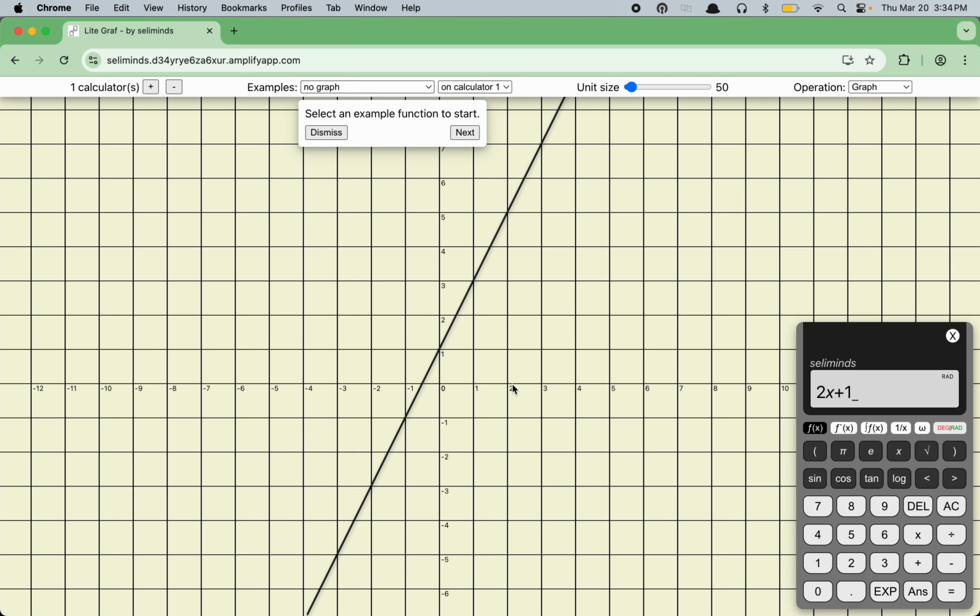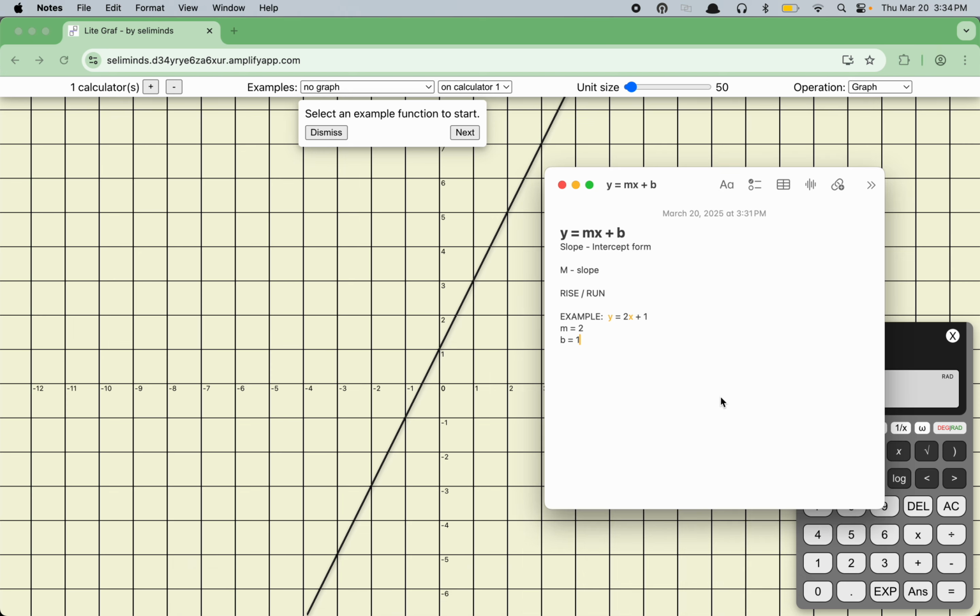And the run is 2 minus 1, which is equal to 1. So that's 2 divided by 1. So basically, the rise is y2 minus y1, and the run is x2 minus x1. So the slope, m, is equal to the rise divided by the run.